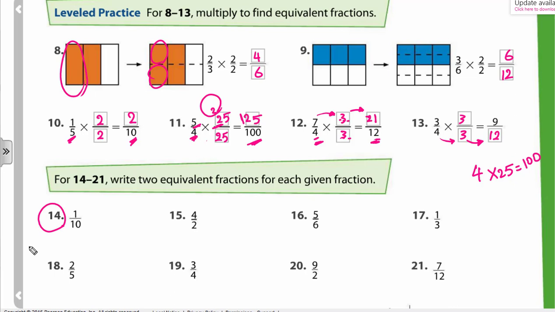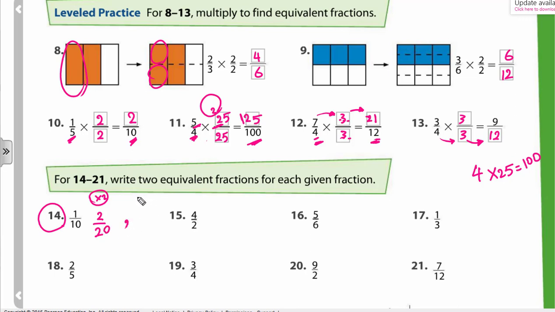In this question, my hero, we need to write 2 equivalent fractions for each given fraction. It's up to you to choose the numbers that you will multiply by. Okay, let's multiply by 2. So it will be 2 in the numerator. In the denominator, what number? 10 times 2 equals? Okay, I need another fraction.